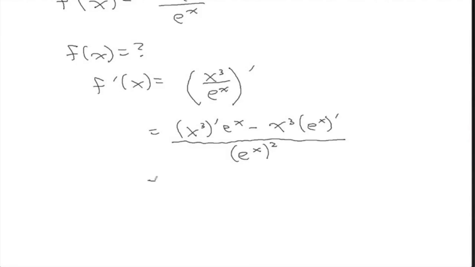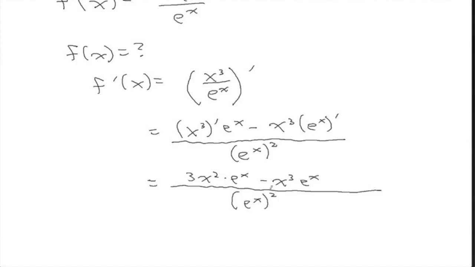Okay, and now how would I simplify this? So what does the numerator now become? The numerator becomes 3x squared times e to the x minus x cubed times e to the x, over e to the x squared. I don't know if your instructor requires you to always simplify things, so we could just leave that perhaps like this. All right, so that's the derivative. You can simplify a little bit, but that's the basic derivative that we have in this case.